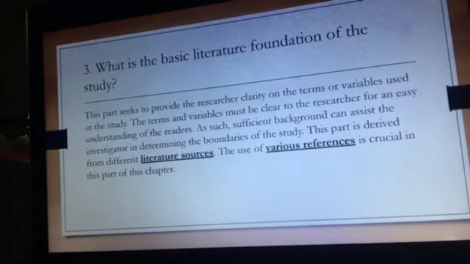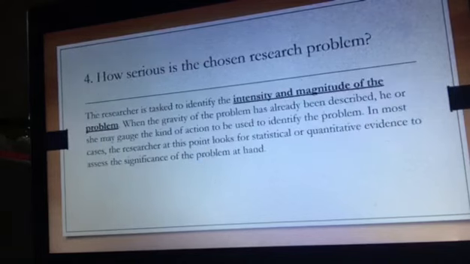What is the basic literature foundation of the study? In simple terms, this part is about making sure the researcher knows and understands all the important words and ideas they're using in their study. They need to be clear on what they mean and how they're using them so that anyone reading their work can understand it too.